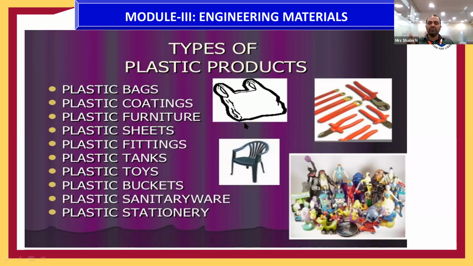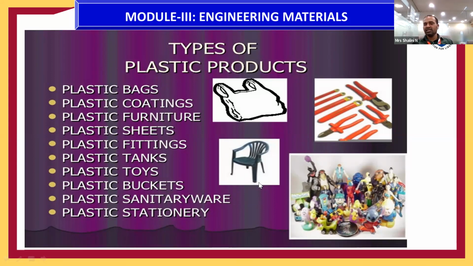These are made using plastics like polyethylene, polyvinyl chloride, styrene, polypropylene, polycarbonates, polyethylene terephthalates, and nylons. By using all these polymer compounds, we prepare polymer products like bags, coatings, furniture, sheets, fittings, tanks, toys, mugs, buckets, and sanitary ware. Once you observe the diagram, those are all types of plastic products.